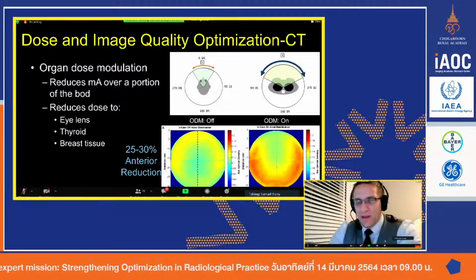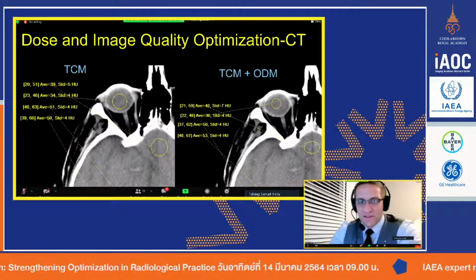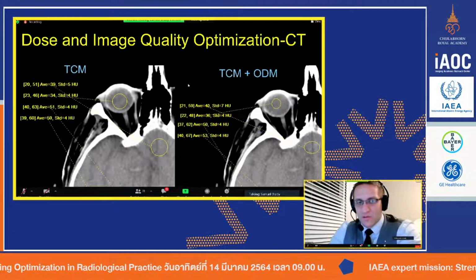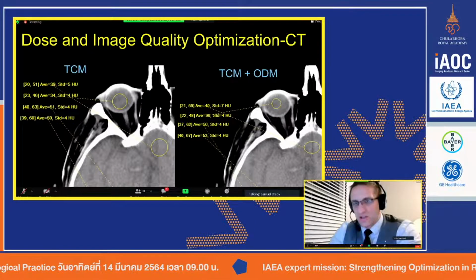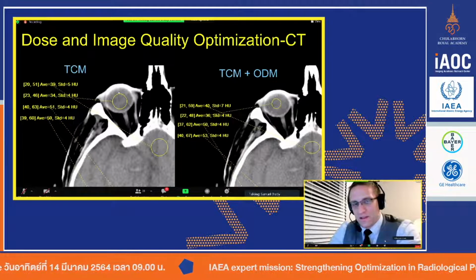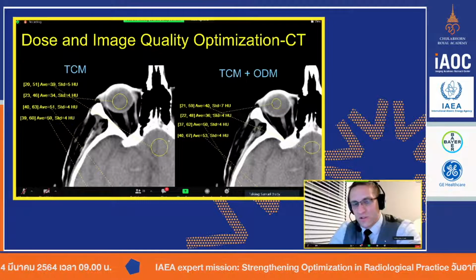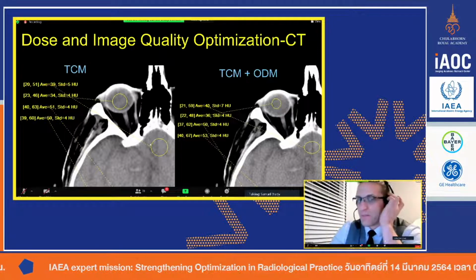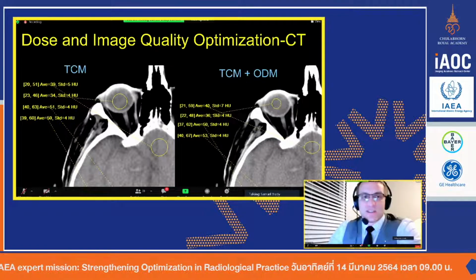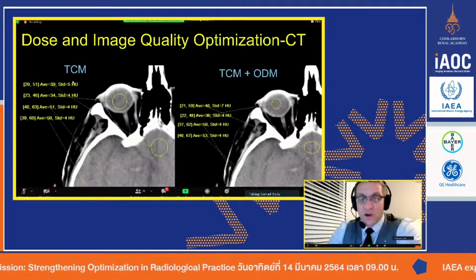Now, the question you would ask is, if it's going to reduce the mA as it sweeps over the anterior aspect of the body, is it going to change the image quality? Are the more anterior portions of our anatomy going to be noisier? Because obviously you have less mA. So the answer is, no.